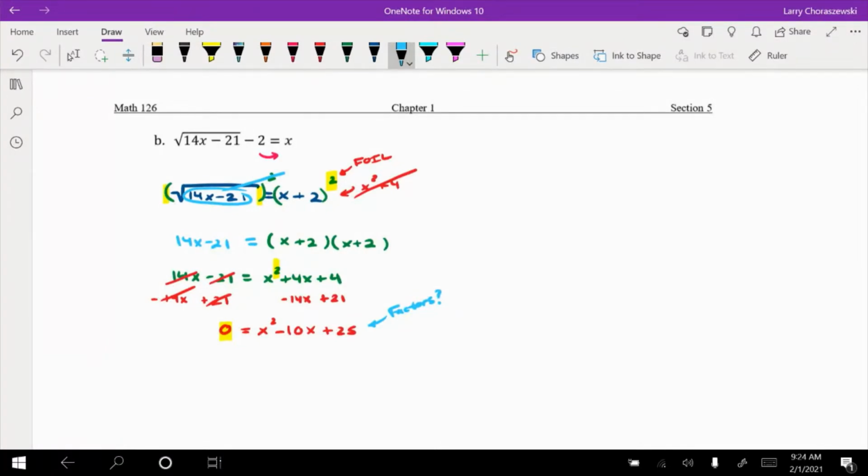Is that something that can factor? Yeah, totally. That factors as x minus 5 times x minus 5, because negative 5 times negative 5 gives us 25, and they also add up to negative 10.